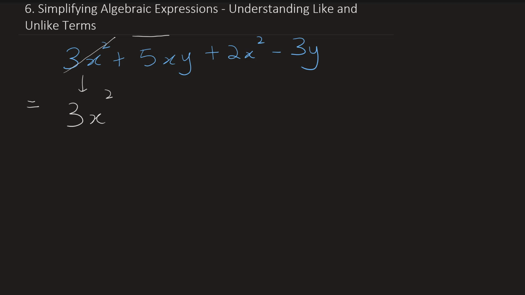Travel rightwards to pick up the next like term. It's this one here, plus 2x squared. So let's write it down. Strike through this so I don't use it again. Go to the end, no more like terms. Come back. Now I'm going to write this one down.